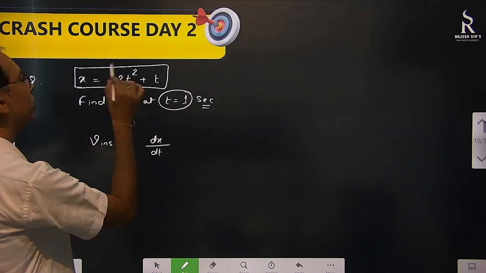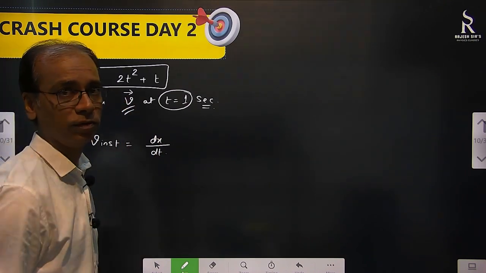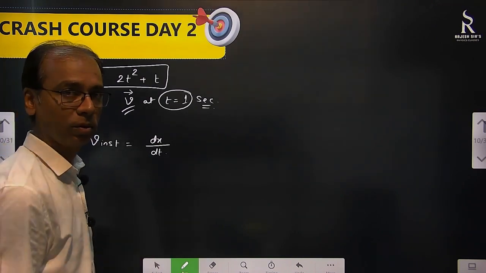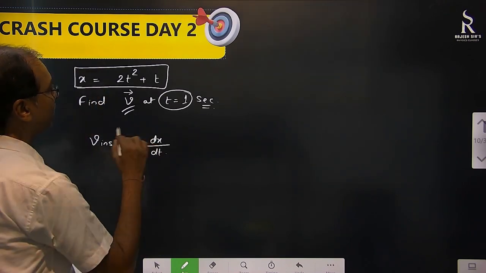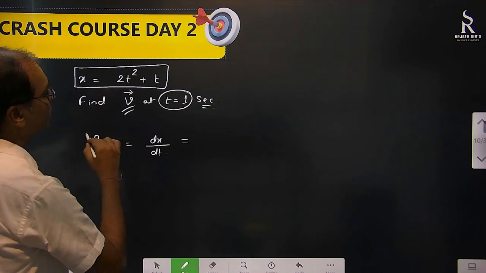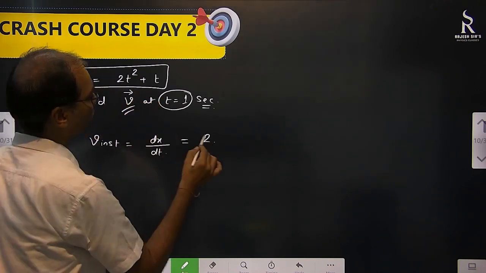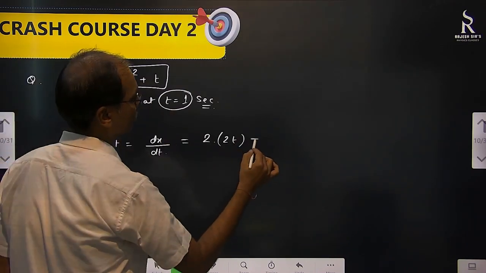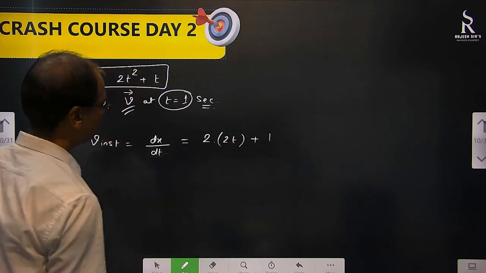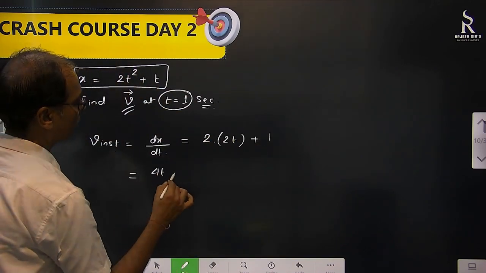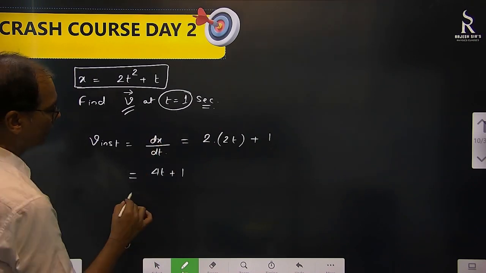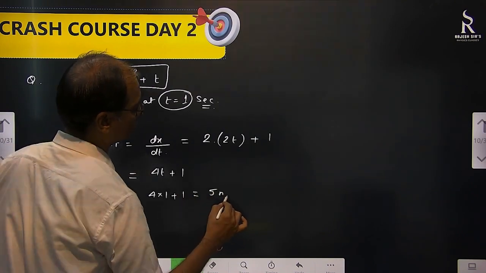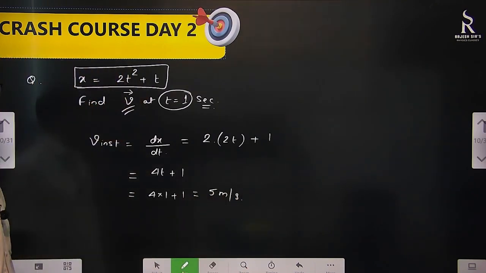So what we have to do is differentiate it. I am assuming that every one of you knows differentiation. If you do not know differentiation, I will give you the link of the class, you go and see that. So v instantaneous is dx by dt. We are going to differentiate it. Very simple. 2 is as it is. Differentiation of t square is 2t. Then plus differentiation of t is 1. So we got 4t plus 1. T equal to 1 is given. So 4 into 1 plus 1, that is 5 meter per second. This is the velocity at t equal to 1 second.